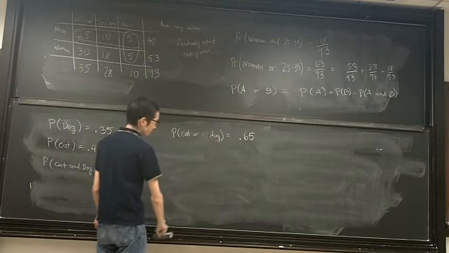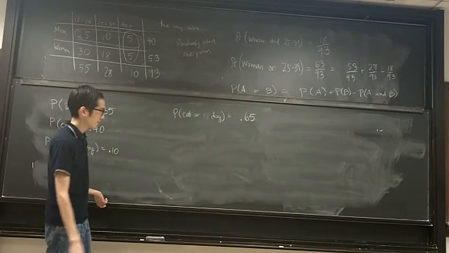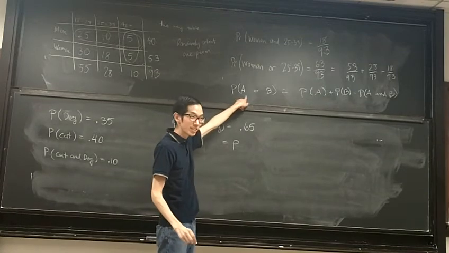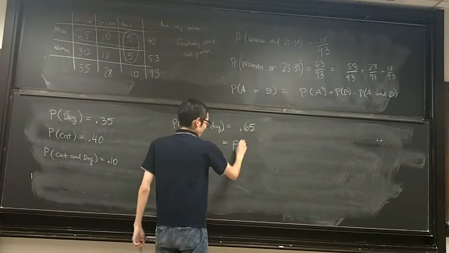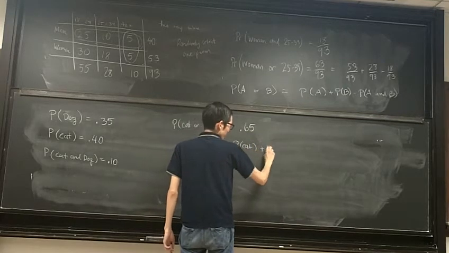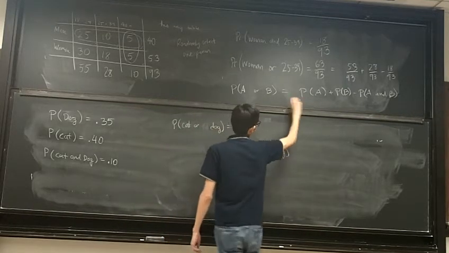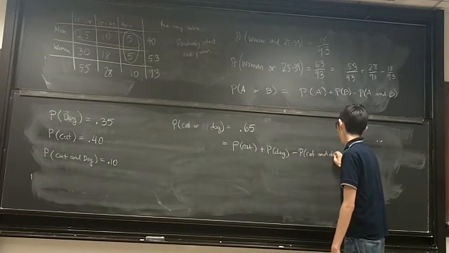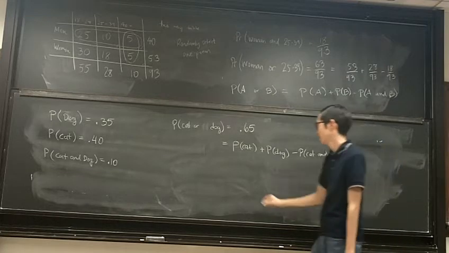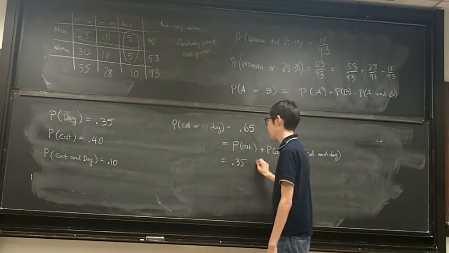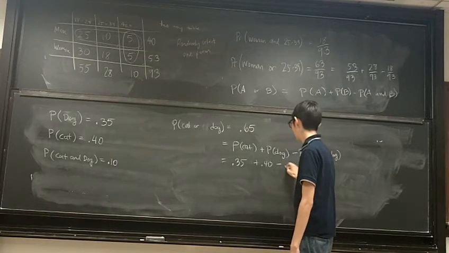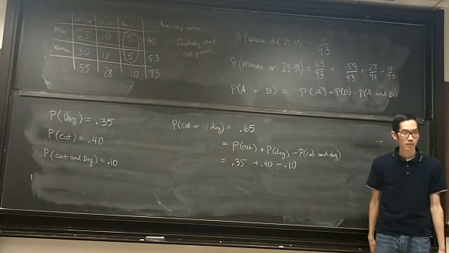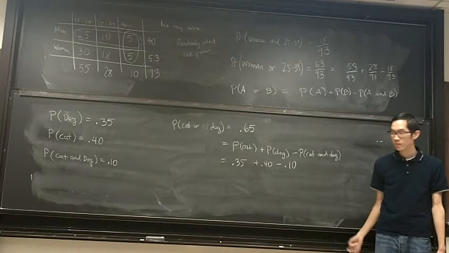How do I get cat or dog? You add the cat and the dog. No. Well, this is the same as this, right? Oh, that's true. Probability of cat plus probability of dog minus probability of cat and dog: 0.35 plus 0.40 minus 0.10. Why can't I just do 0.35 plus 0.40? Because you're taking away the person that has both the cat and the dog.